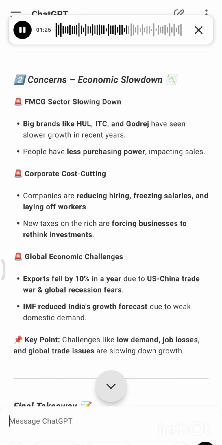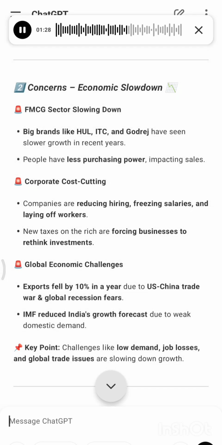Concerns. Economic slowdown. FMCG sector slowing down. Big brands like Hull, ITC, and Godrej have seen slower growth in recent years. People have less purchasing power, impacting sales.